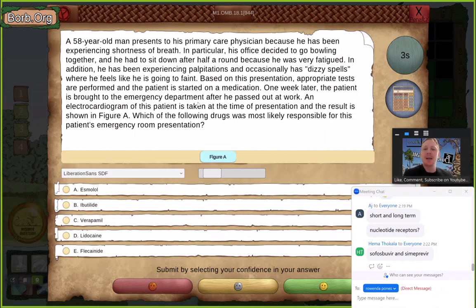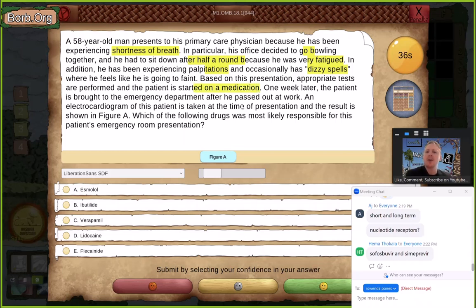So, a 58-year-old man presents to the primary care physician because he has been experiencing shortness of breath. In particular, his office decided to go bowling together. He had to sit down after half a round because he was very fatigued. In addition, he has been experiencing palpitations and occasionally has dizzy spells where he feels like he is going to faint. Based on this presentation, appropriate tests are performed and the patient is started on medication.